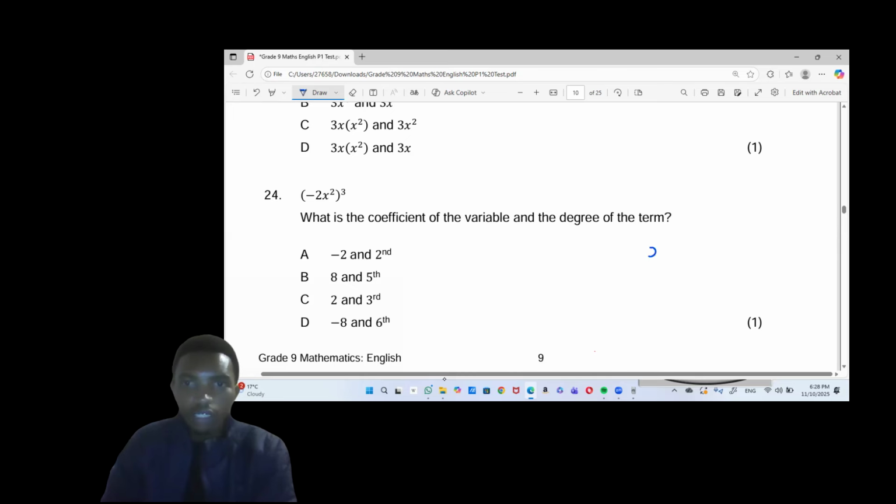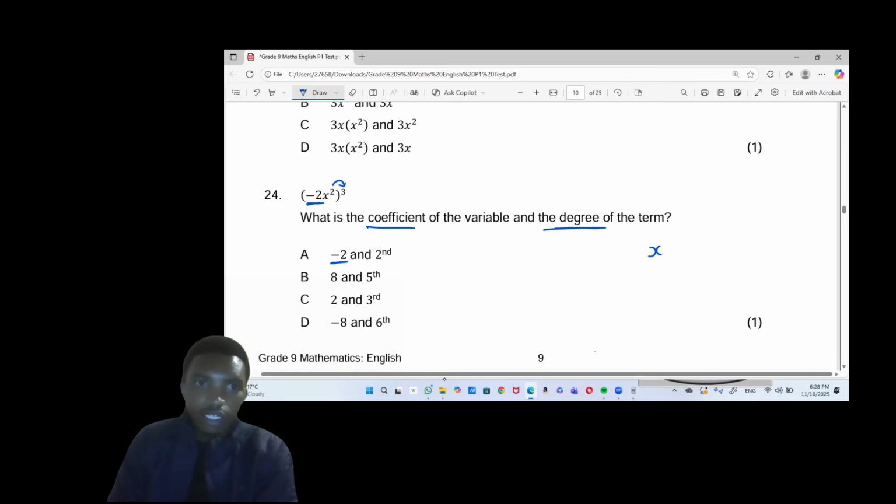Remember, a coefficient is what? It is a number multiplied to x, right? So how much is that number multiplied to x? It's negative 2. -2 is our coefficient, and they did not want only the coefficient. They said they also want the degree. How do we find the degree?